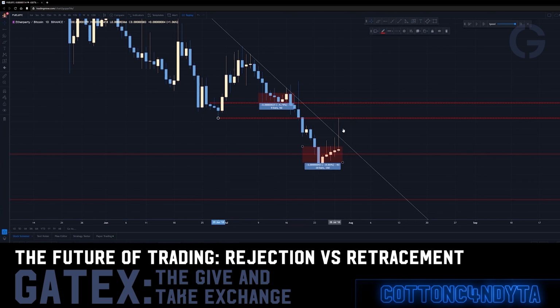This right now is a rejection candle. You can tell by the amount of shorts that are in the market that this is going to be a rejection. It is not like this candle, which is, or this one, which is a retracement candle. A retracement candle is going to be something where you move up and you hold the local level within the move. So this candle right here is not holding the local level.